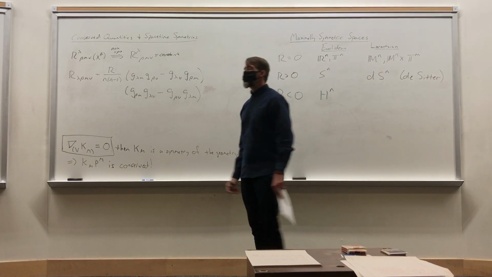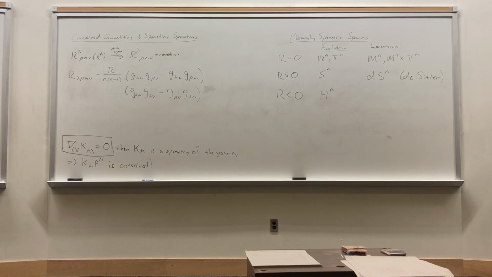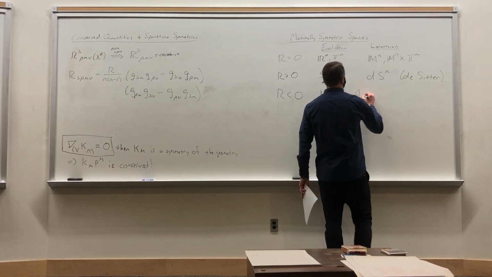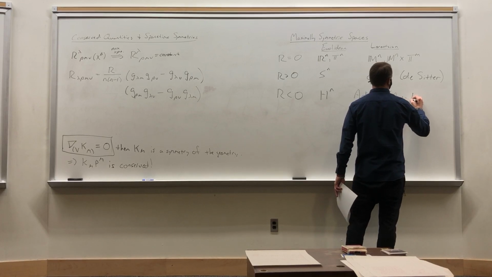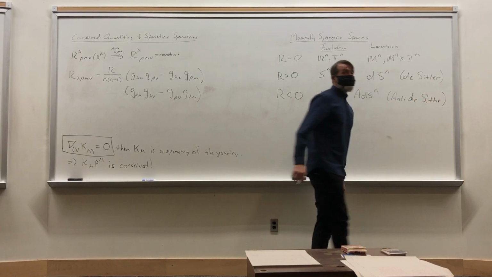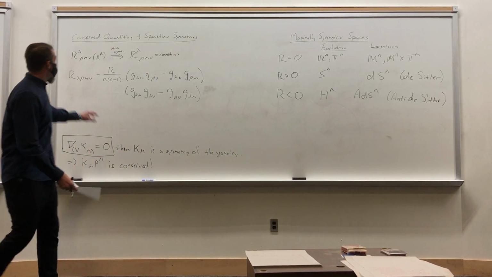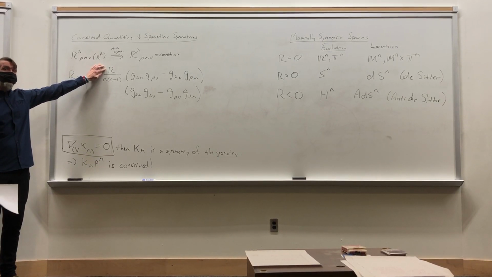Okay, and then I'm going to give you one guess for what the negative curvature is. Exactly, it's anti-de Sitter space. Okay, that's it. If you think about it, I just categorized all of the possible values of R. There's positive, negative, and 0. So that's it.